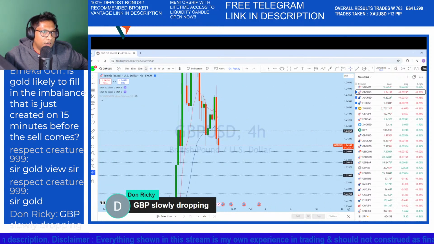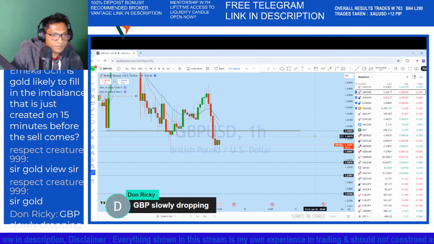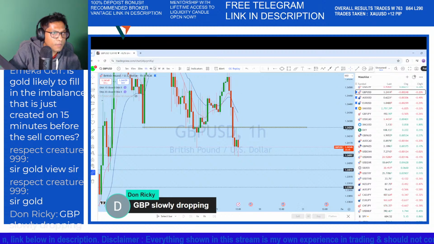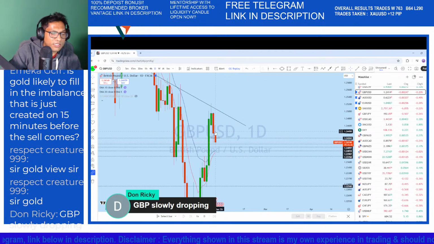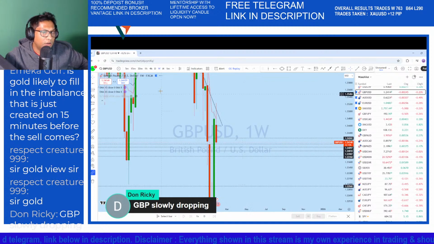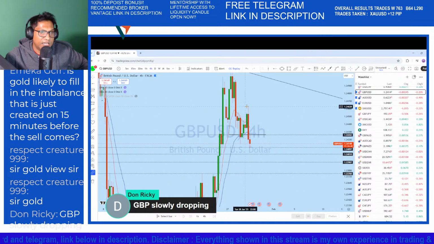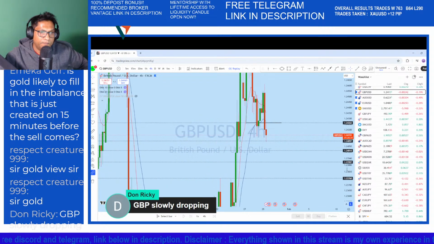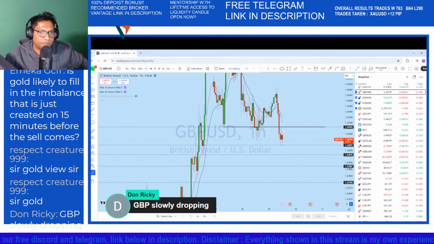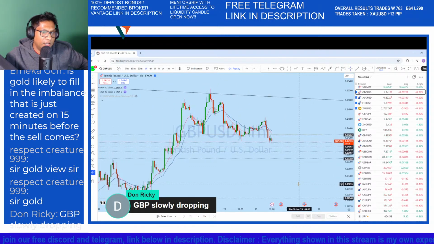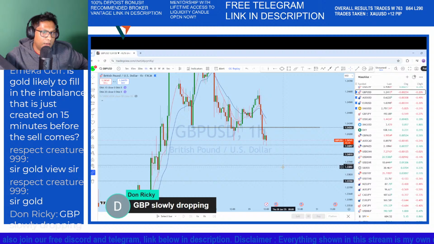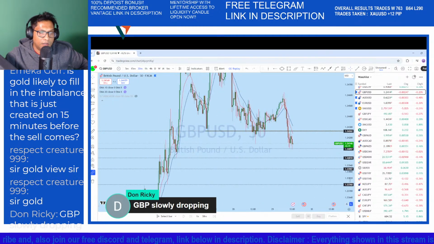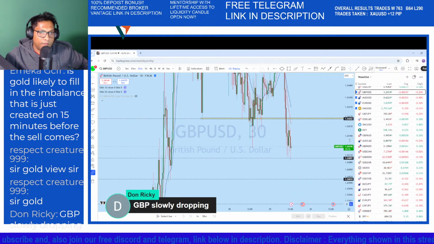So looking at the daily, we can see still bearish price action here. Looking at the weekly, also bearish. On the 4-hour, we can see that after this bearish engulfer, the market is currently trending here, and with that trend, we might see a continuation in that direction here.